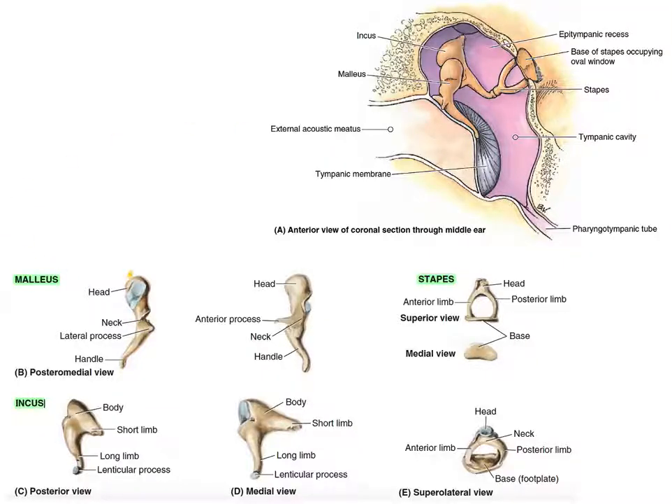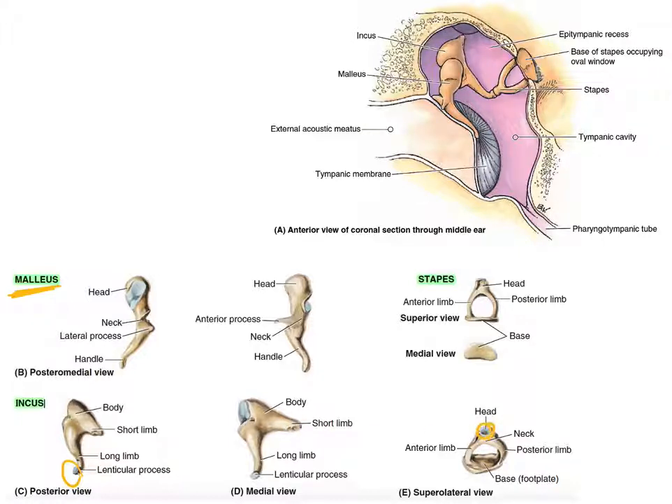Now, here is another slide that shows the different structures of each ossicle. The malleus, which means hammer, has a head, neck, lateral process, and handle. The head of the malleus articulates with the incus by its body, and of course the incus has a body, a short process, and a long process. Then the incus, at the end with its lenticular process, articulates with the head of the stapes.